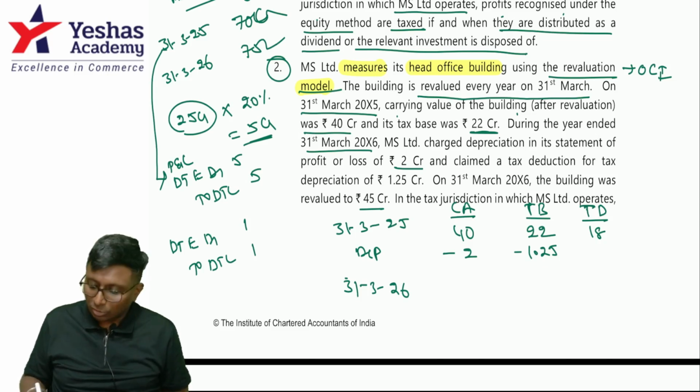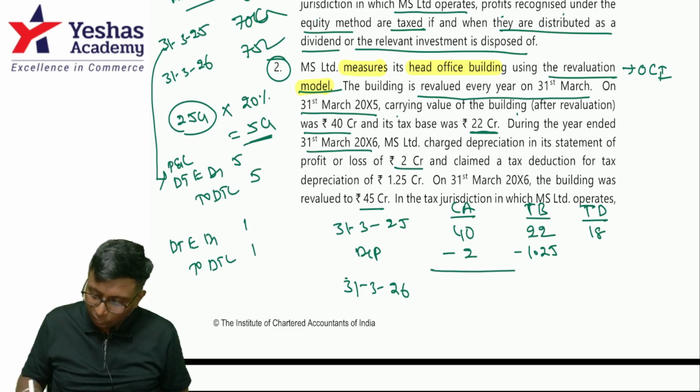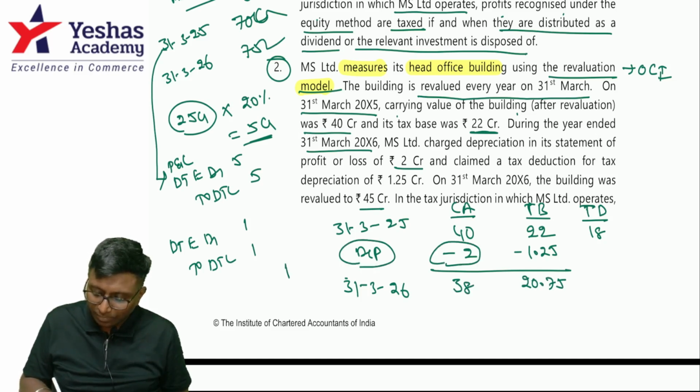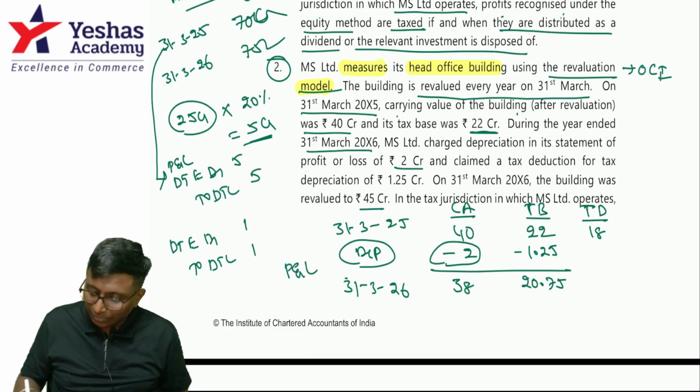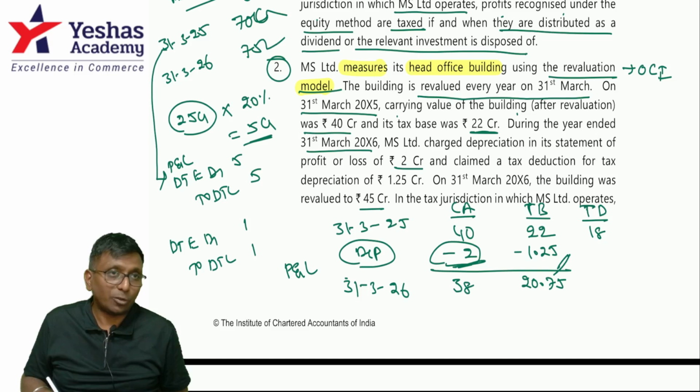Agree? So now what am I supposed to do? First, what is your number first? 40 minus 2 is equal to 38. And what is this number? 20.75. Correct? The depreciation is getting charged to where? This is getting charged to the profit and loss statement. Correct? The difference is arising. The difference of what? 2 and here 1.25.